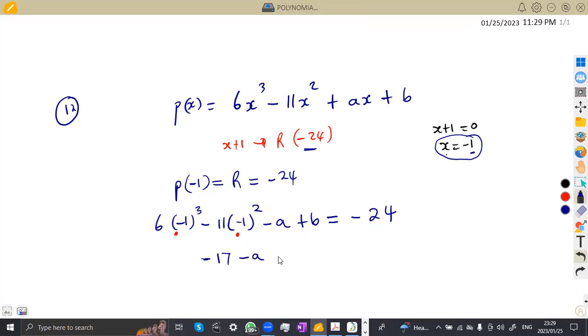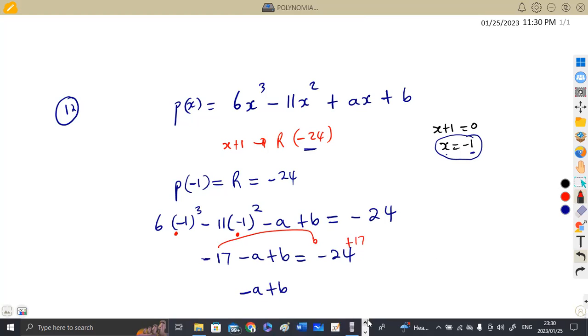And we have got negative a plus b, which is equivalent to negative 24. Okay, so as you can see, our equation is containing a and b. That means we are back to simultaneous equations. So just leave a and b on one side. I'm just going to leave minus a plus b on this side. Then I transpose negative 17 to this side. That is going to be plus 17.